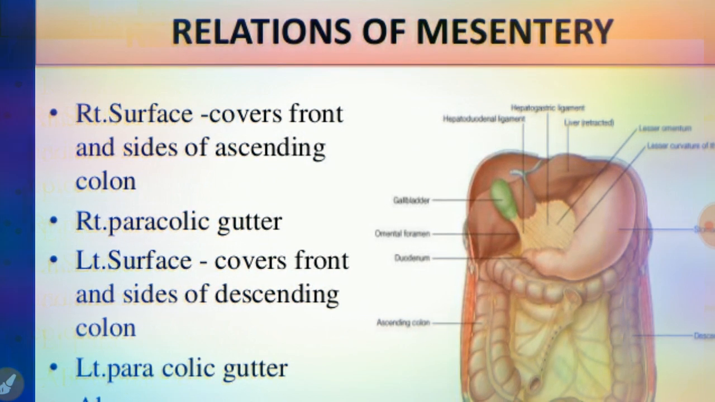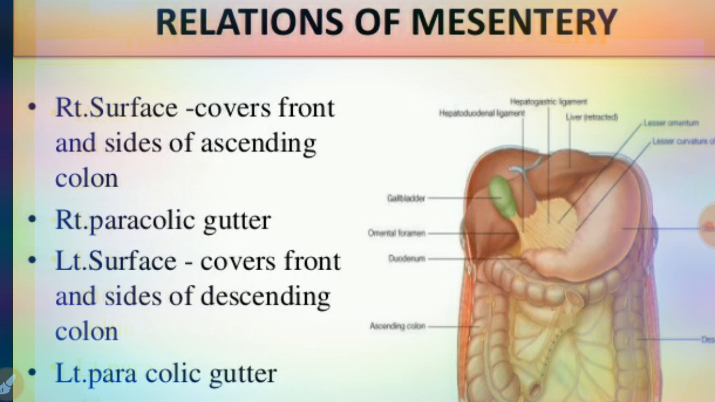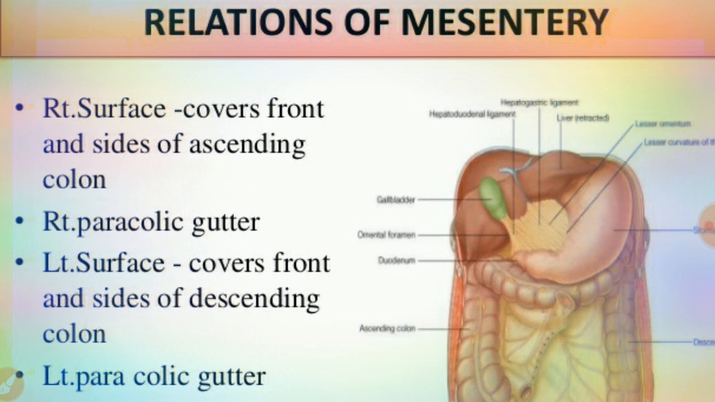So what are all the relations present over the mesentery, right and left. Coming to the right surface, the mesentery covers the front and sides of the ascending colon. It is covering the front side of the ascending colon. On the right surface, it is having the paracolic gutter.